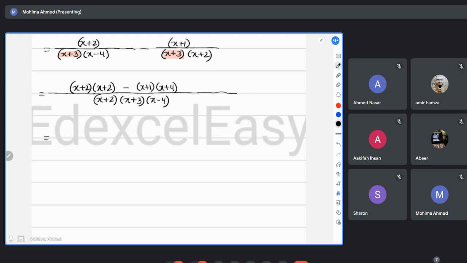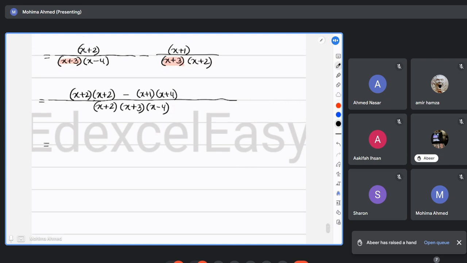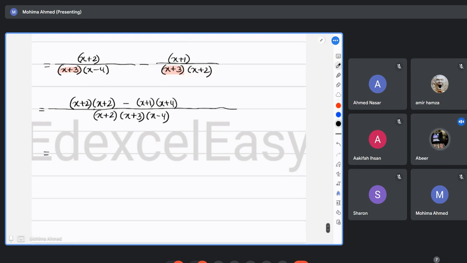Now from this part, yes, Avir, any question? It's x minus 4, right? Minus 4, right? Yeah, sorry. This was minus 4. Okay, now after this, I again have to simplify it.